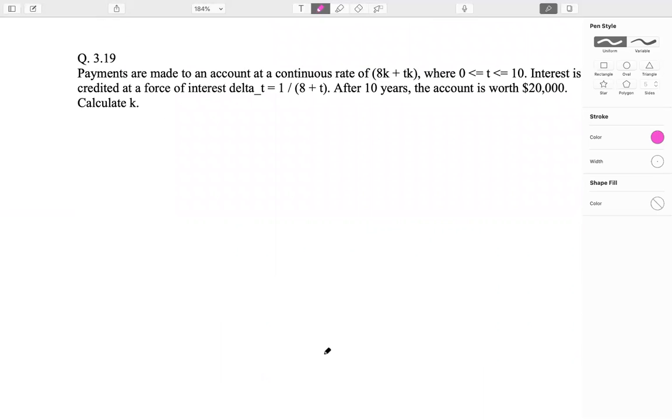A third one is more standard. Okay, so for 3.19, I actually expect most of you to be able to solve this question. We have been doing this several times in the last videos. So here we have a continuous payment. Okay, so this is the payment rate, what we call rho. Interest is credited at delta t is 1 divided by 8 plus t. After 10 years, the account is worth 20,000. This is account value or accumulated value at 10. Calculate k.